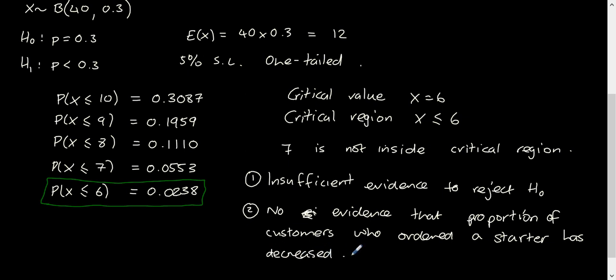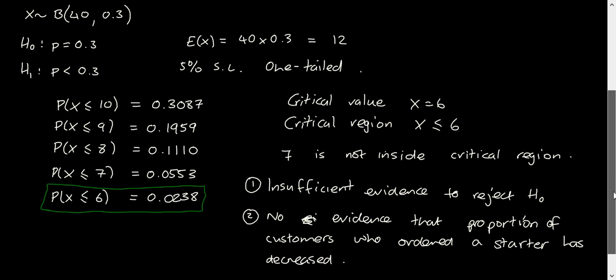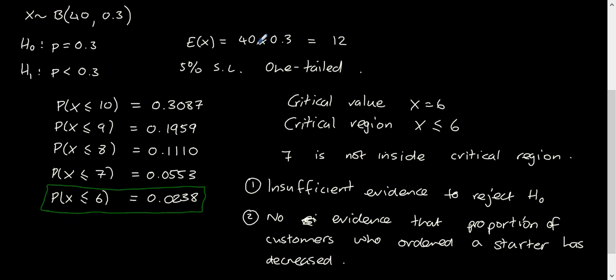And there we have it. We did our hypothesis test by setting up our hypotheses and our expected value. We tested some values until we got one that was less than the significance level. And then we made a conclusion based on that.